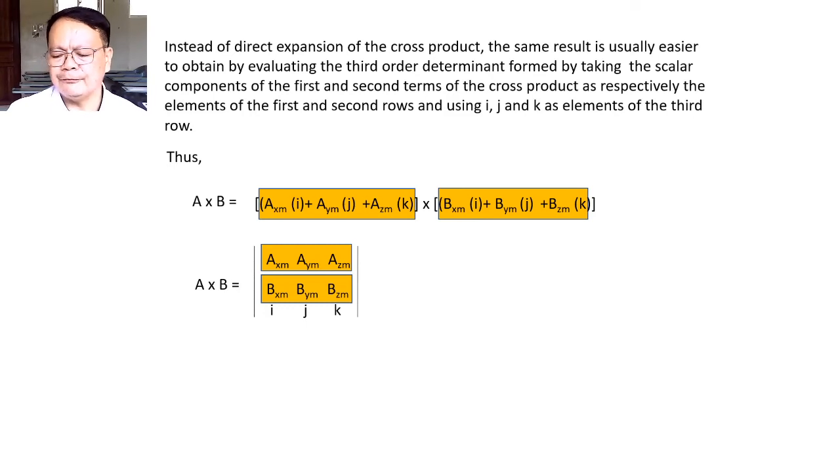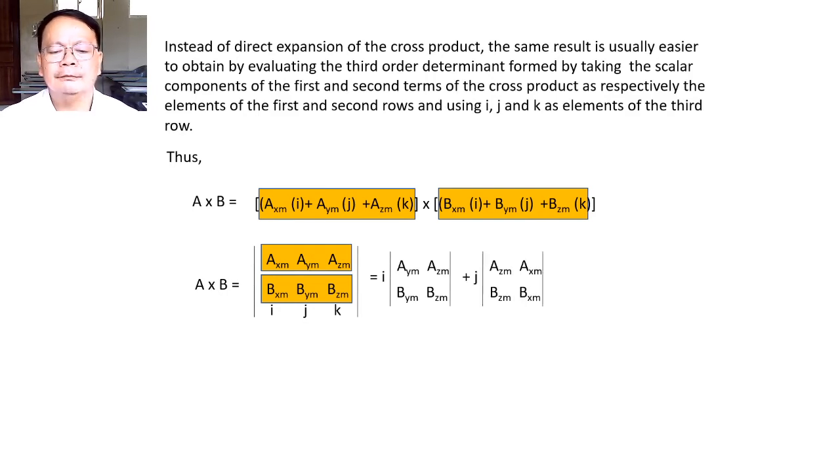Now, if this will be simplified, how are we going to simplify this determinant? This will become equal to the first element, I times the product of this term. Kumbaga, tinatanggal lamang natin itong vertical row. For the J, tatanggalin lang natin ito and that becomes J times AZM, BXM, BZM, multiplied by BXM. And for the K, you have AXM, AYM, BXM, BYM.